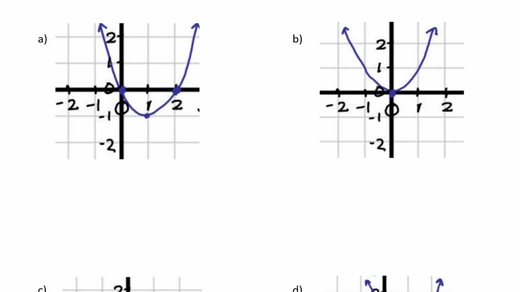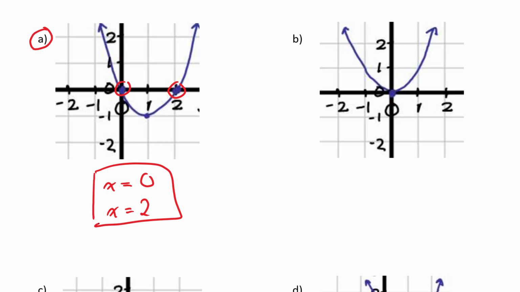So what is the solution to this quadratic equation in A? What does that mean? What are my roots? It's here and here. What are my x-intercepts? So x is equal to 0, and x is equal to 2. Notice there are two correct answers for this. What about B? I only have one answer. X is equal to 0. Sometimes there are two answers to a quadratic equation. Sometimes there's only one.